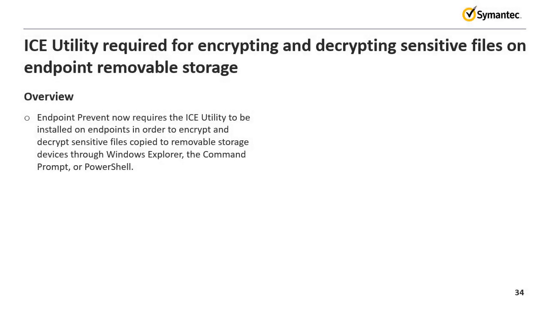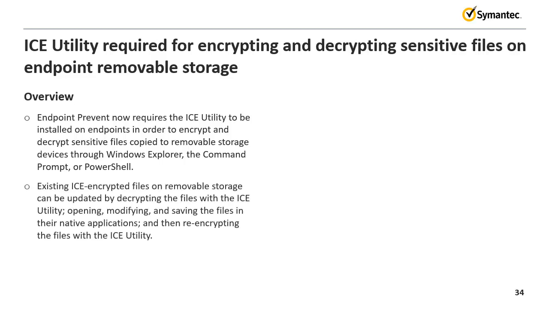Endpoint Prevent now requires the ICE utility to be installed on endpoints in order to encrypt and decrypt sensitive files copied to removable storage devices through Windows Explorer, the command prompt, or PowerShell. Existing ICE encrypted files on removable storage can be updated by decrypting the files with the ICE utility, opening, modifying, and saving the files in their native applications, and then re-encrypting the files with the ICE utility.